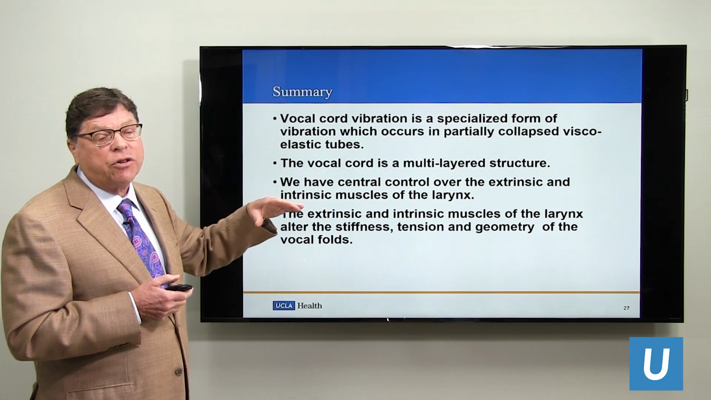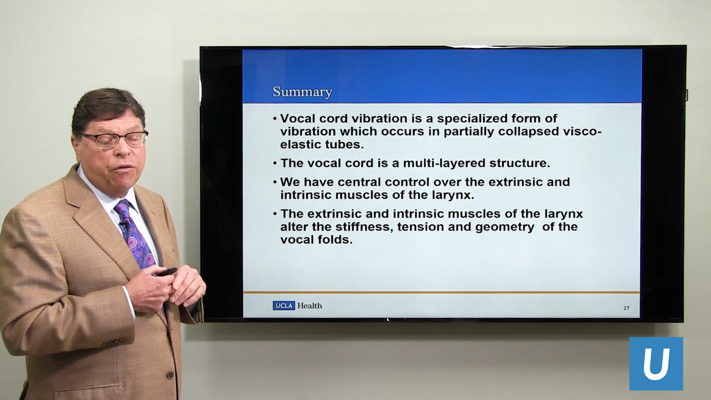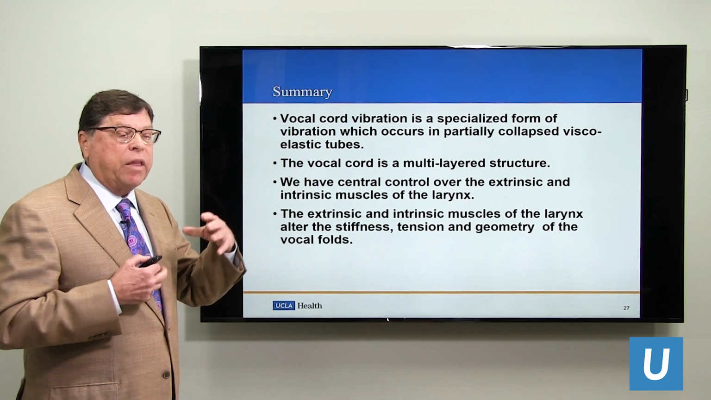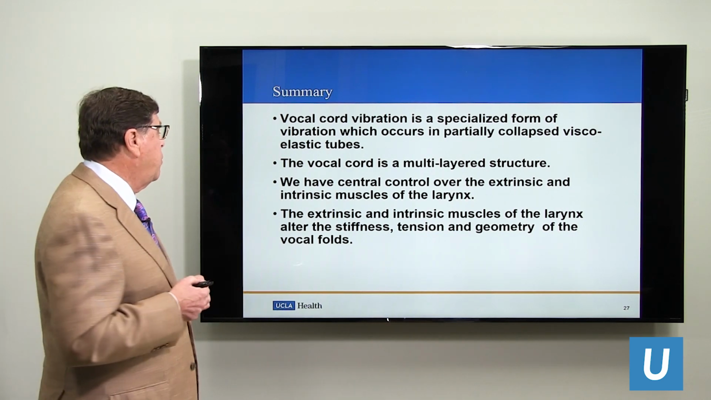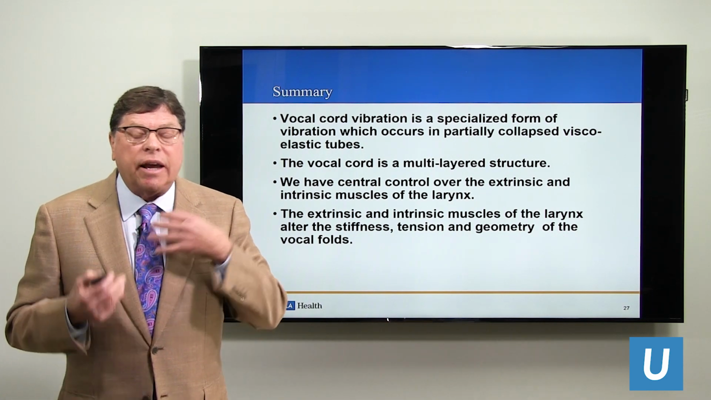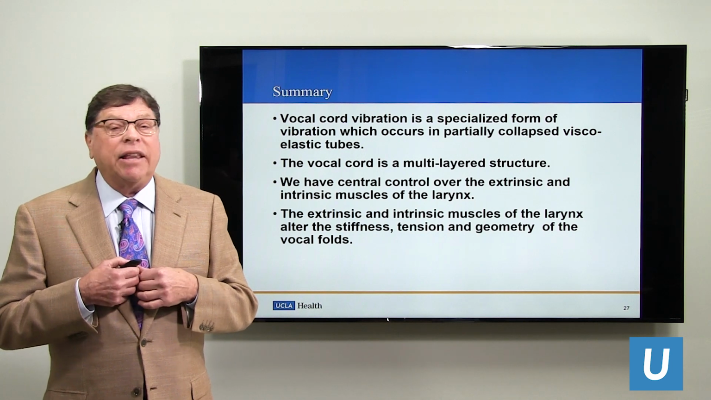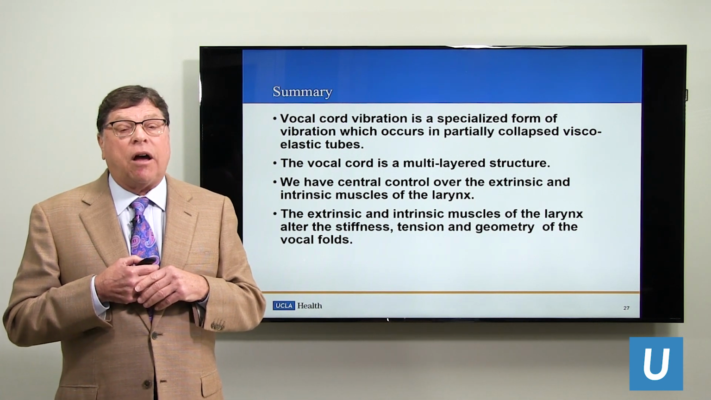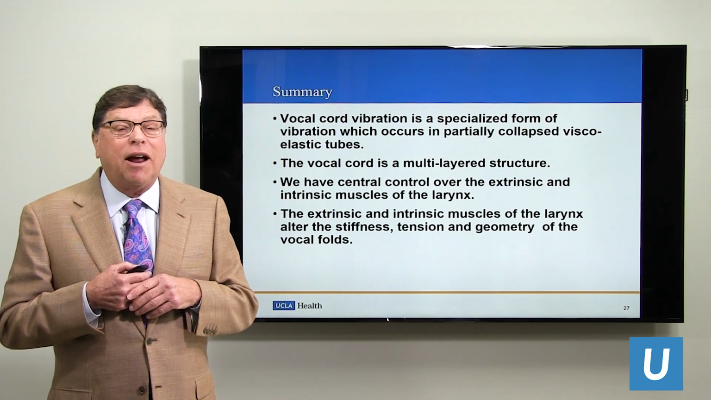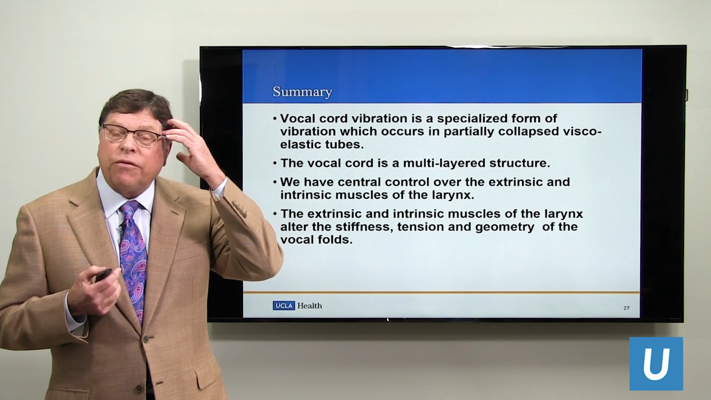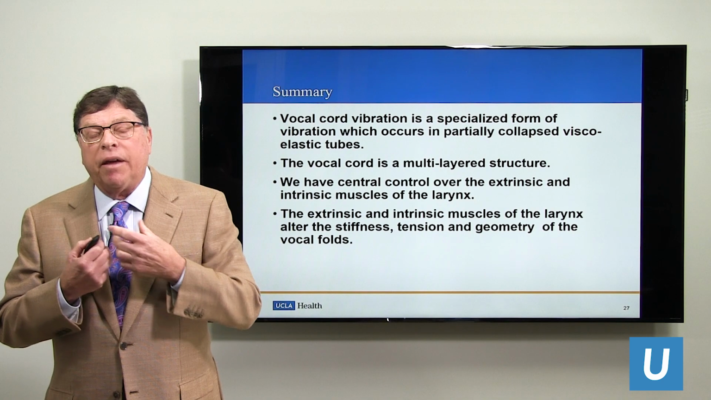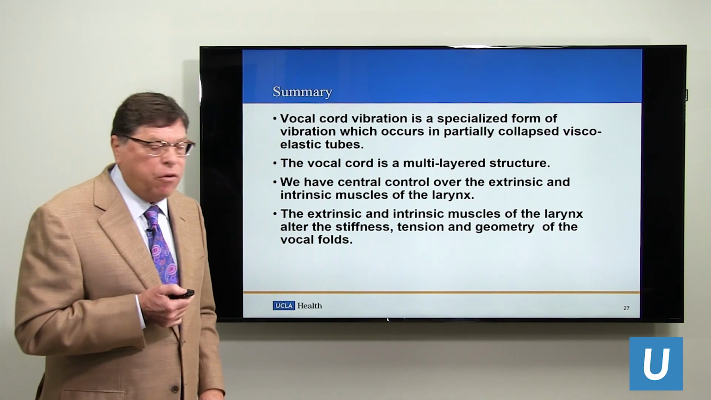It's a multi-layered structure, and anytime you go to a doctor or a laryngologist, they have to understand the structure of the vocal cord and the way that affects how the vibration occurs. We have central control over all the extrinsic and intrinsic muscles of the vocal cords, and that allows us to change the way that our voice operates. So when I go, which is kind of a silly thing to do, I'm controlling from my brain all the extrinsic and intrinsic muscles to change the shape and change the sound that's emanating from my vocal tract.